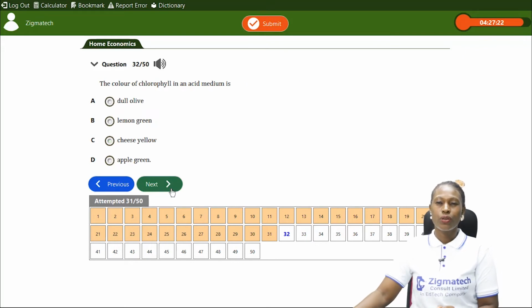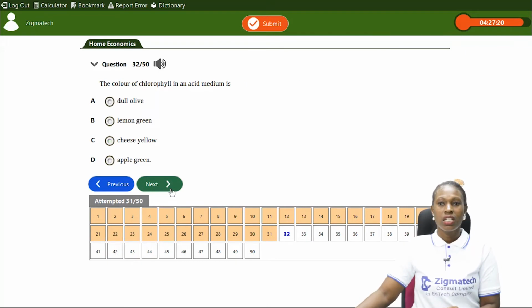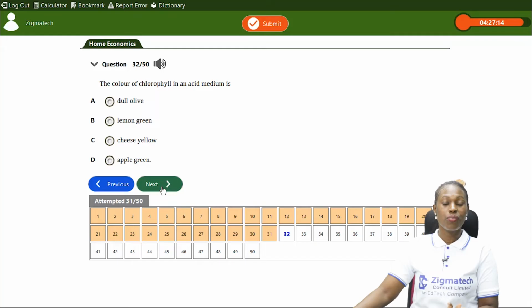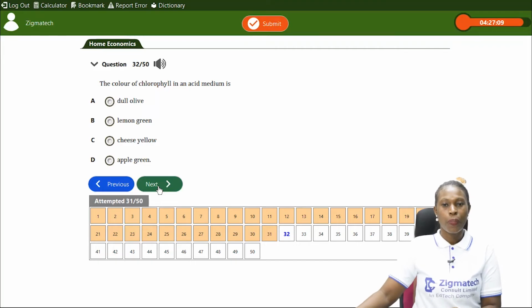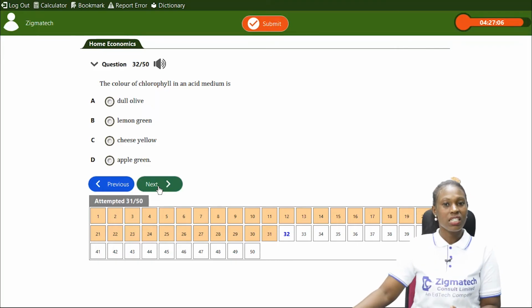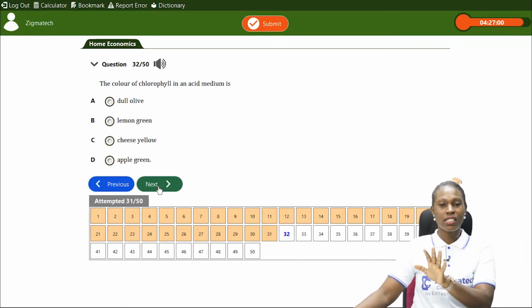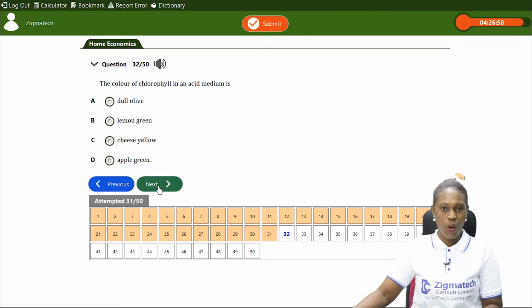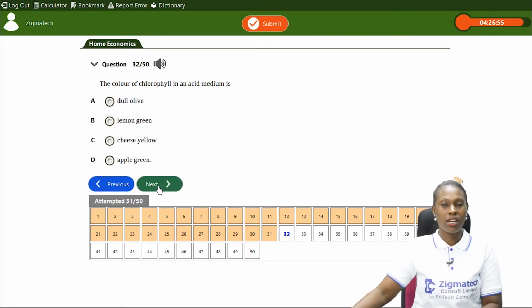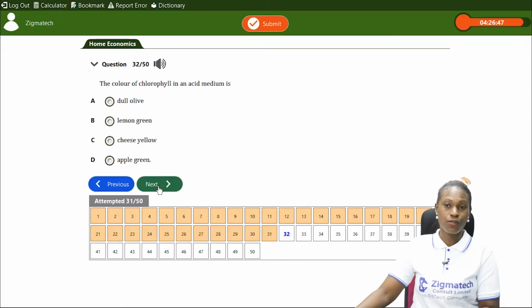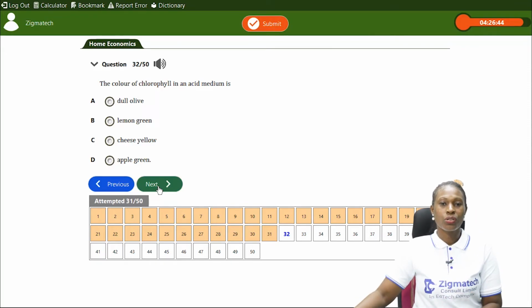Now, the color of chlorophyll in an acid medium. The color of chlorophyll in an acid medium is: A, dull olive, B, lemon green, C, cheese yellow, D, apple green. Now, chlorophyll normally is green in color. The question is not asking you the color of chlorophyll in its natural state, or when it has not been immersed in anything. The question says the color of chlorophyll in an acid medium. That means something has been added to it. What color does it give you?